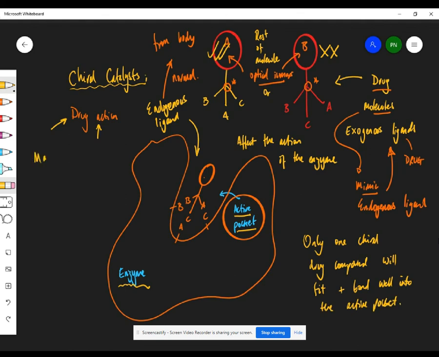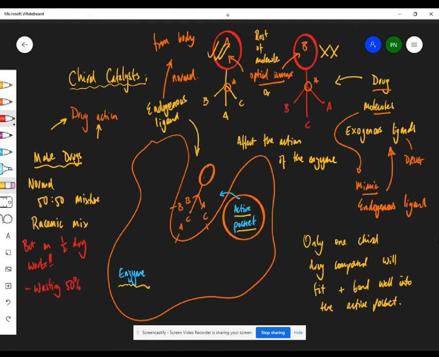The other one won't. Okay, so when we're making drugs at the moment, normally we make them as a 50-50 mixture. This is known as a racemic mixture. That means it has 50% of one molecule and 50% of the other, but only half of the drug therefore works. And this is a waste of the other half. So we're wasting raw materials, and the other half can cause safety problems because it can have what's called side effects, and we don't want that.